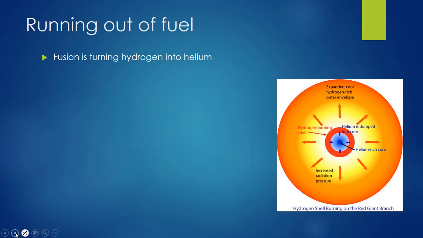The fusion is turning all that hydrogen into helium, and the helium, well, helium is big, right? It's got 2 protons, twice as many protons as hydrogen has. It's got 2 neutrons. It's bigger, it's heavier, it's much, much harder to fuse helium together. It takes a whole lot more energy to get those 2 nuclei together. And when they do fuse together, it doesn't release as much energy as it did when 2 hydrogen nuclei fuse together. So the star is going to have a problem.